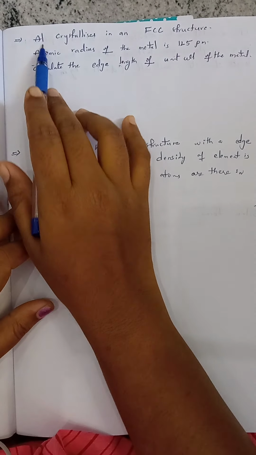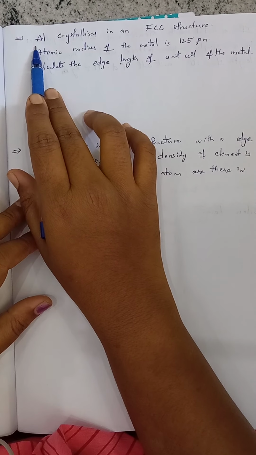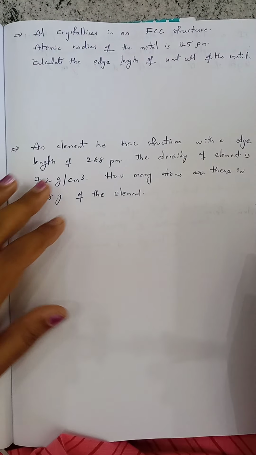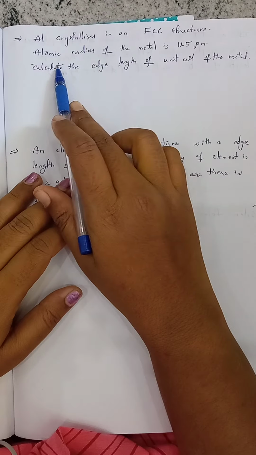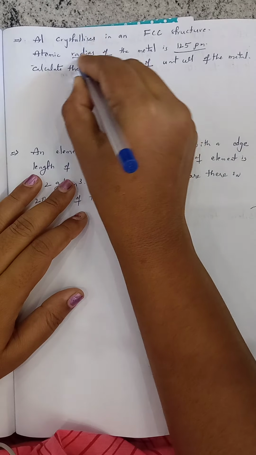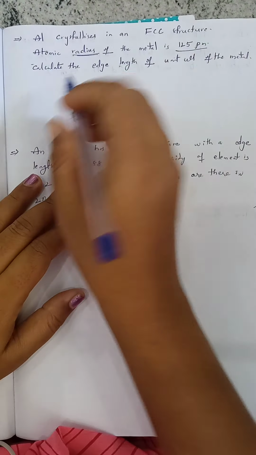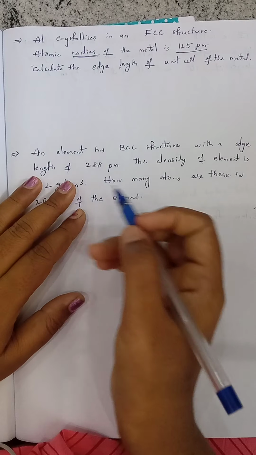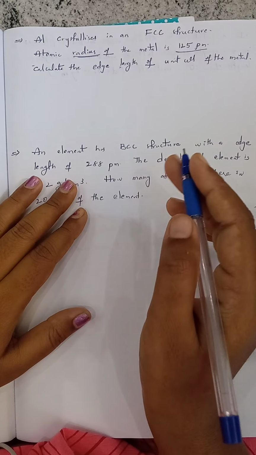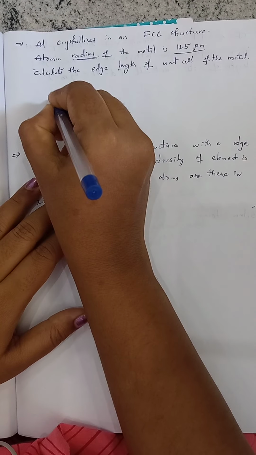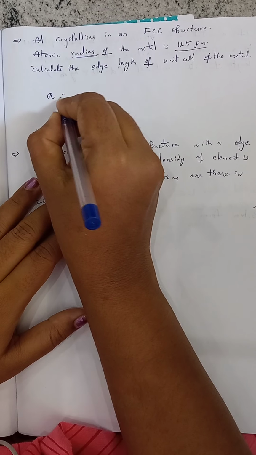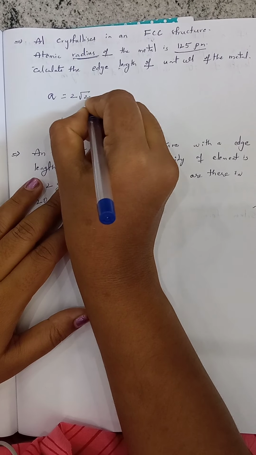Now see the next problem. Al is nothing but aluminium. Aluminium crystallizes in an FCC structure. Atomic radius of the metal is 125 picometers. Atomic radius they have mentioned. Calculate the edge length of the unit cell. Edge length is indicated by the letter A. So now we want to find out A for which unit cell? FCC. For FCC unit cell, A value is equal to 2 root 2 into R.